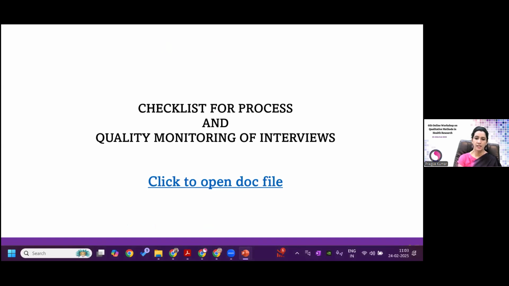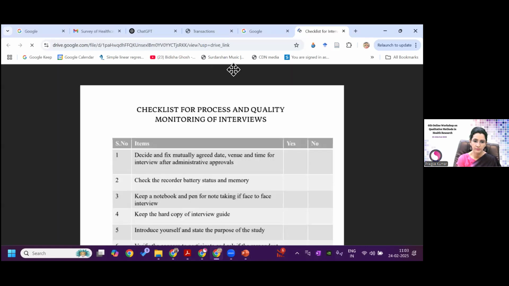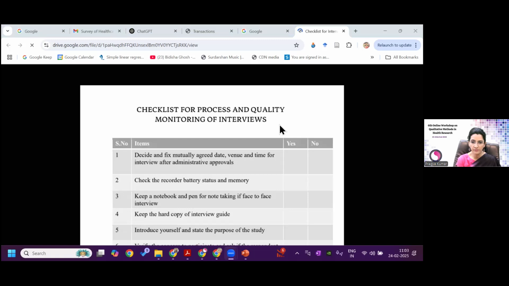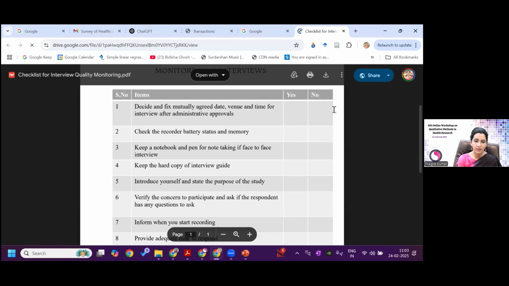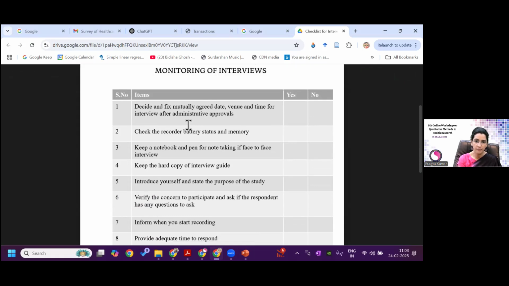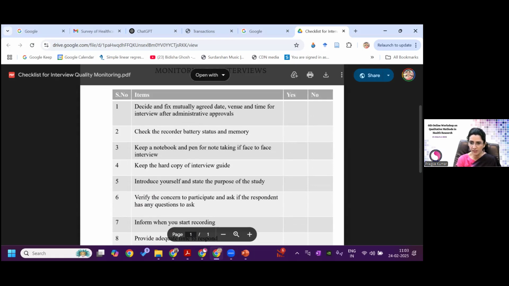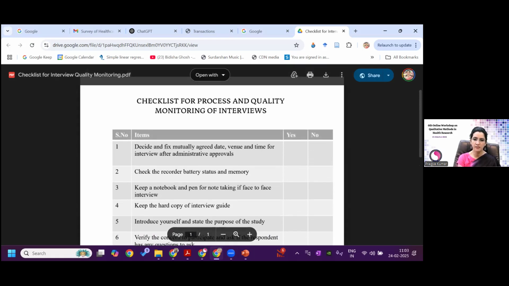So there are checklists for these processes of quality monitoring of interviews also. I'll just show you that checklist. You can just see this. We have to decide and fix a mutually agreed date, venue and time. Then check the recorder battery status and memory. Keep a notebook. I think someone else can read this. Yes? Can someone read this?